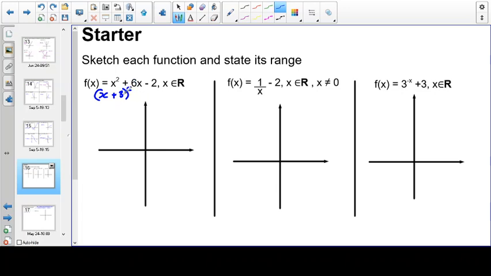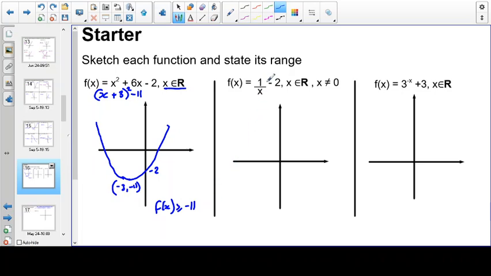complete the square, so -9 minus 2 is -11. The domain can be anything, so your turning point is at -3, -11 here. So it's going to look like that. So that's at -3, -11. Okay, no other restrictions, so the range has got to be greater than or equal to -11.